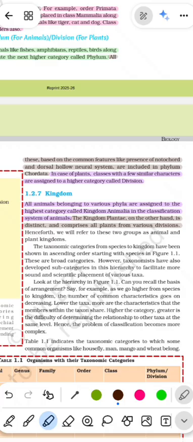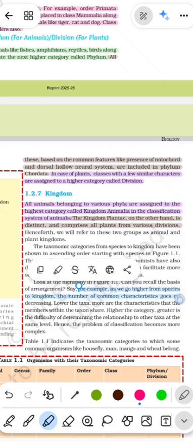The taxonomic categories from species to kingdom have been shown in ascending order, starting with species, in figure 1.1. These are broad categories. However, taxonomy has developed subcategories in the hierarchy to facilitate more sound and scientific placement of various taxa. Look at the hierarchy in figure 1.1. Can you recall the basis of arrangement? For example, as we go higher from species to kingdom, the number of common characters goes decreasing, as I said earlier.